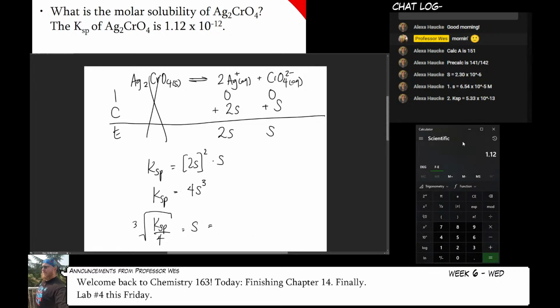KSP was 1.12 times 10 to the minus 12, which we will then divide by 4, and then take the cube root. And I get 6.5 times 10 to the minus 5. I got another sig fig, actually: 6.54 times 10 to the minus 5. So that's how much chromate you have in the solution, and then the amount of silver would be just that times 2.